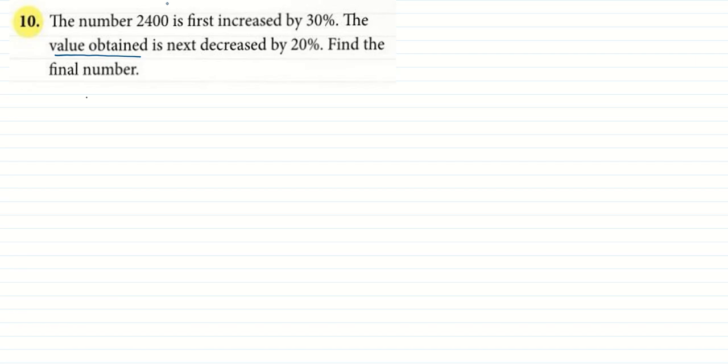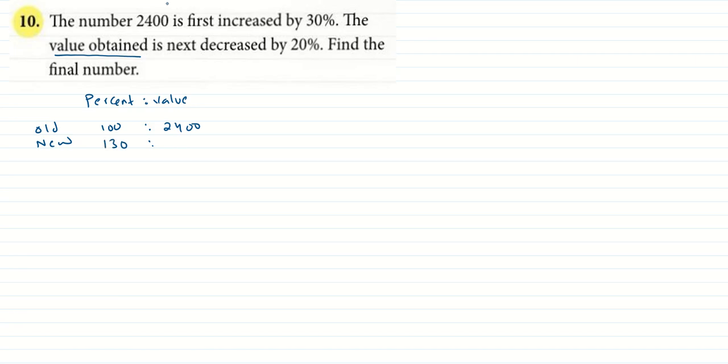So we will use the format percent is to value, old new. Old percentage is always 100. Old value will be 2400, and since it is increasing by 30%, the new percentage will be 130.